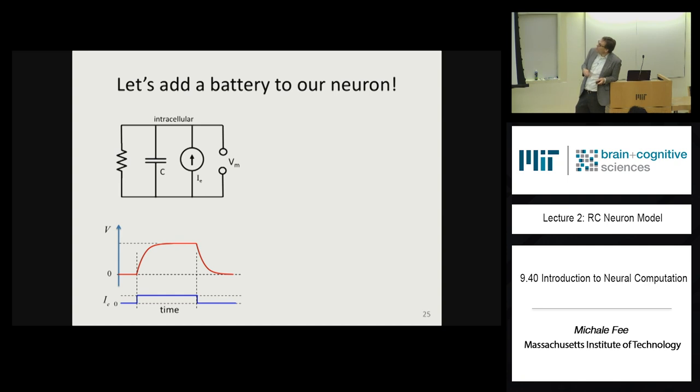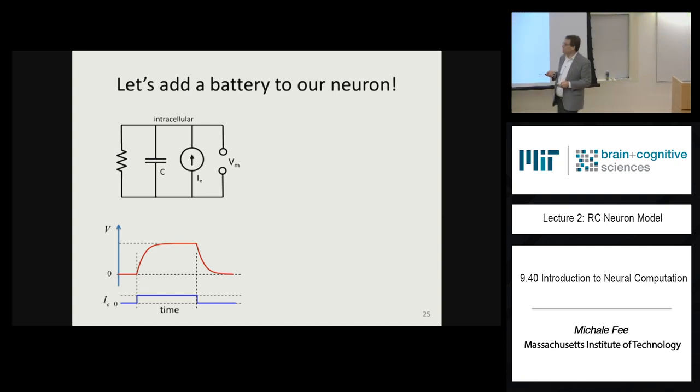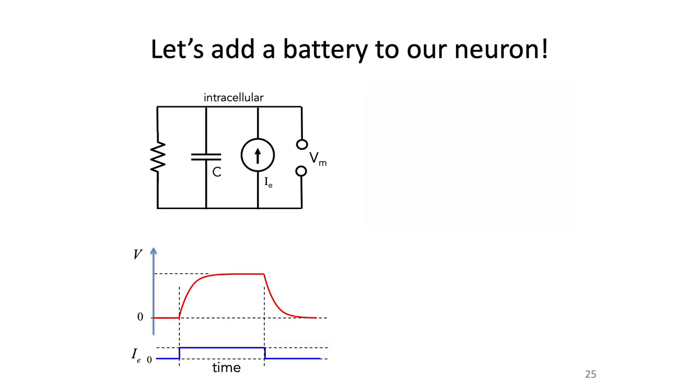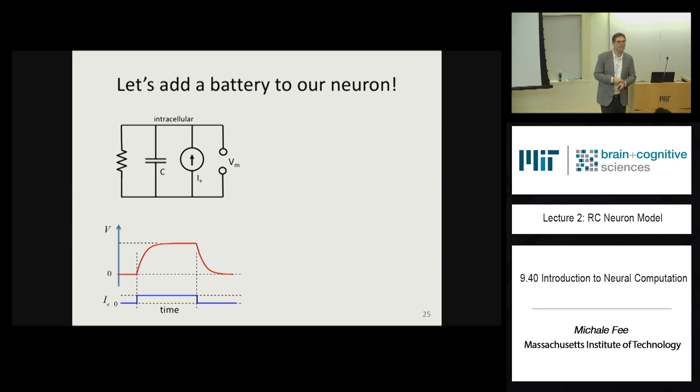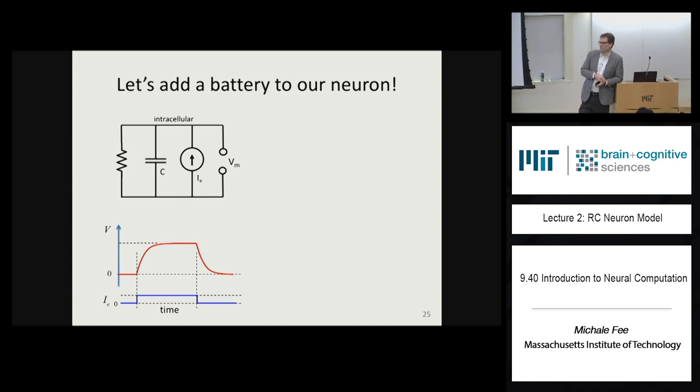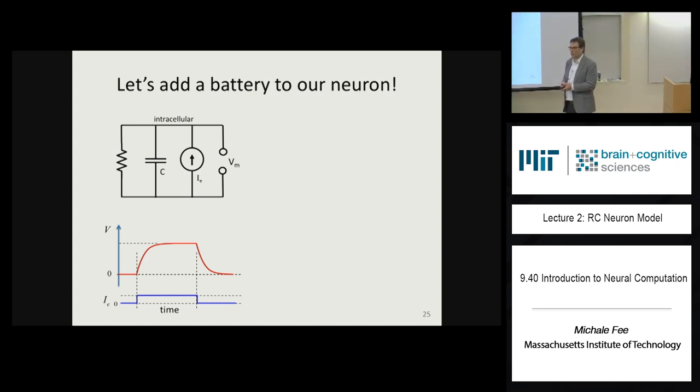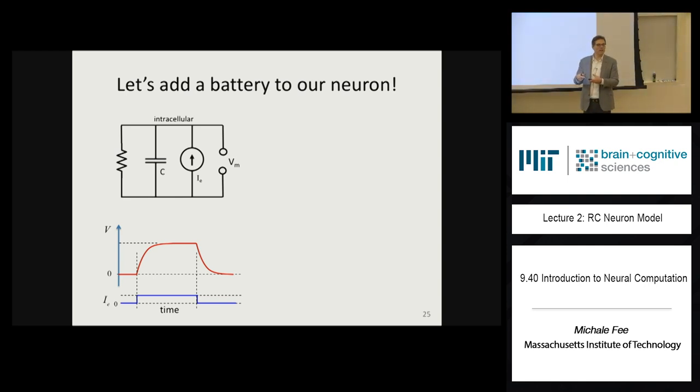Okay, so we're going to add a new component to our model. It's a battery, and it's going to solve one really fatal problem with this model. What's the problem with this model? Can anyone see? I'm kind of showing it right here. What happens to this neuron if I turn the current off? It goes back to zero. And in order to get the voltage to go different from zero, I have to inject current through my current source. Without me, the experimenter with an electrode in it, injecting current, this neuron literally just sits at zero and stays there, right? It's actually a good model of a dead neuron, okay?